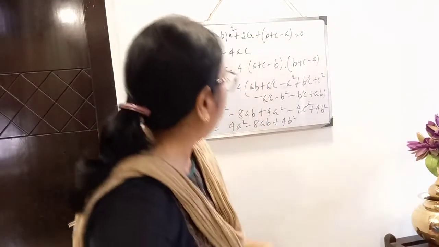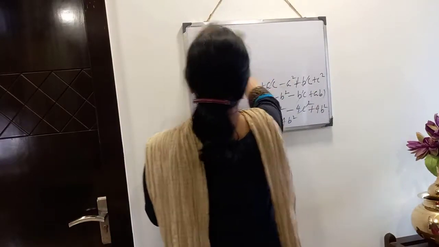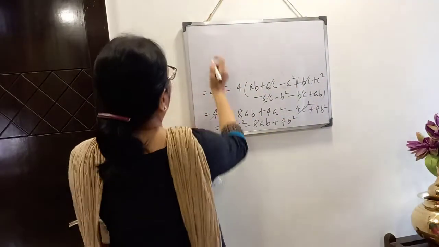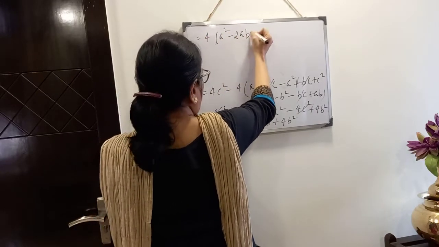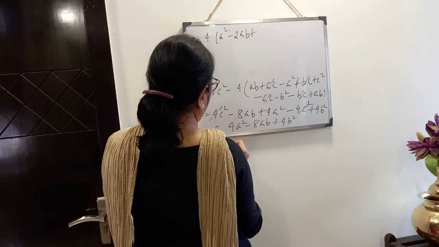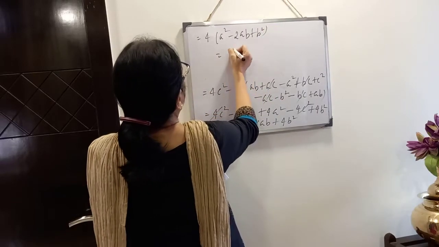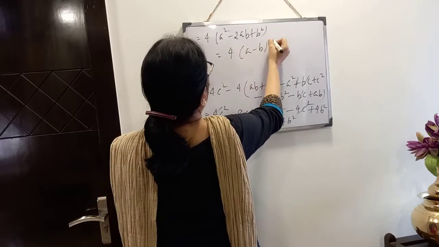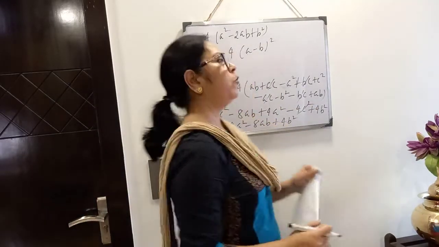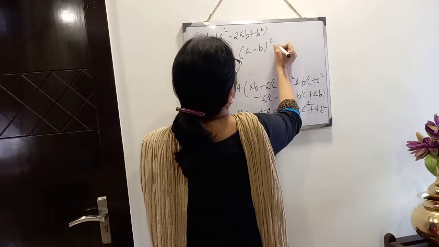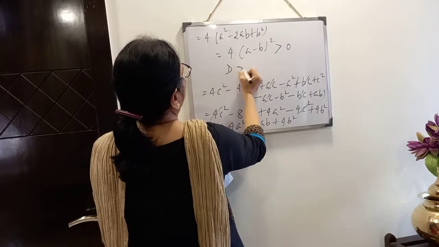Then you can take 4 common. Then a square minus 2ab plus b square. So always any whole square will be positive, clear, and 4 is a positive number. So this is greater than 0. So we are getting discriminant is greater than 0.